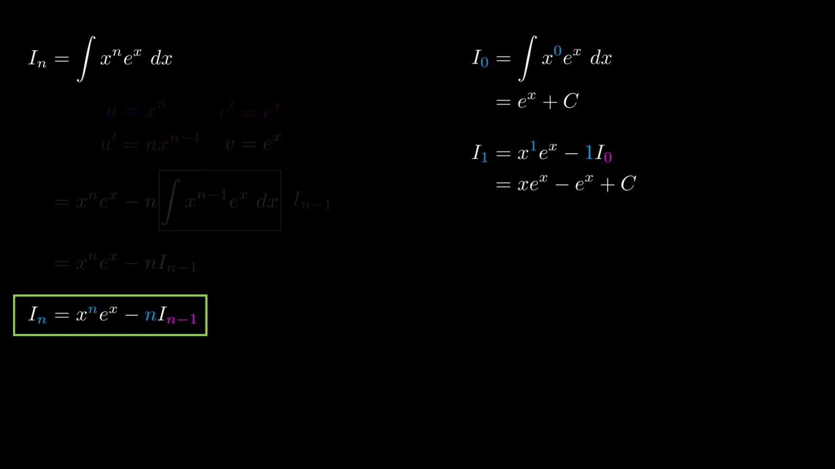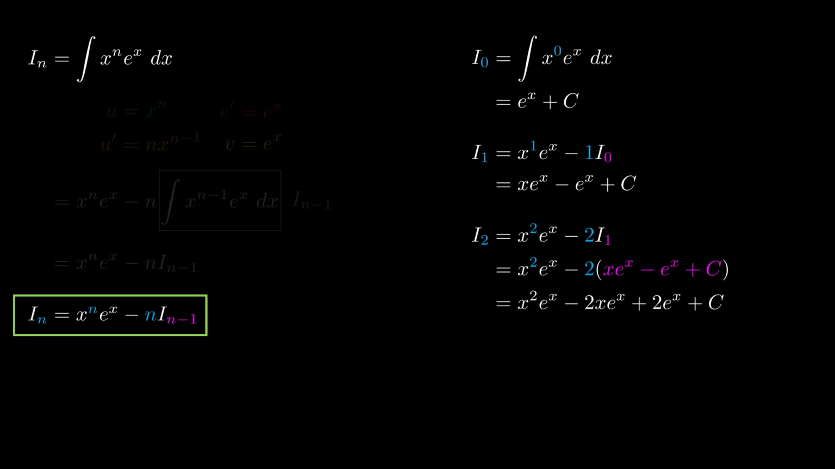Alright, so using this one, we can work out I_2. Using the green box again, I_2 should be x squared e^x minus 2 I_1. Okay, now this time I put all of I_1 in the pink in brackets, and so we get this thing. We expand, but again, I won't write minus 2c, I'll just write some constant c, because that's what it is.